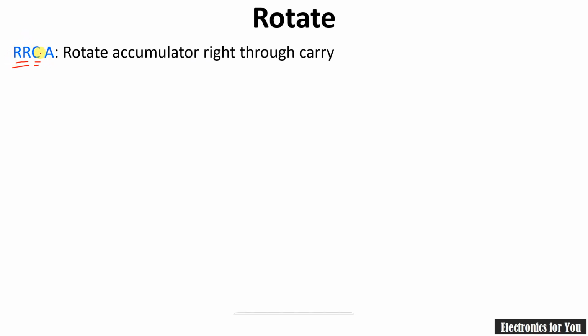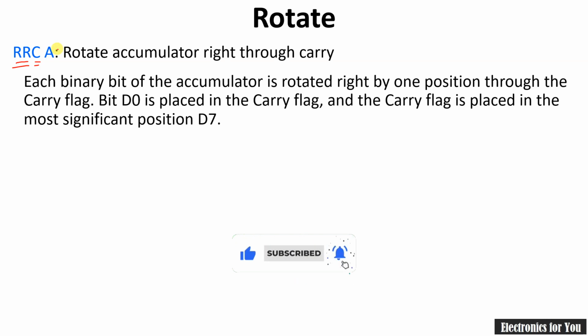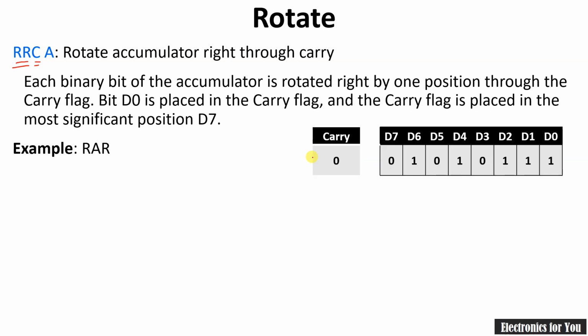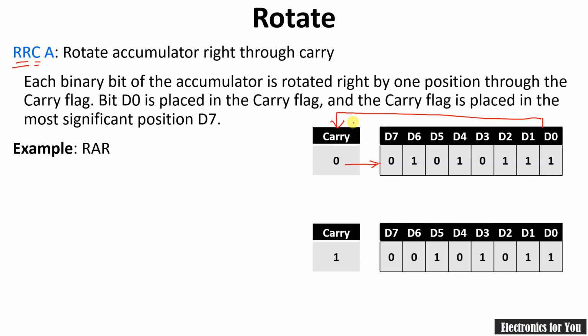Then the last rotate instruction is RRC. RRC is rotate accumulator right through carry. Now in this case each bit is shifted to the right, but here the carry flag is used. If the carry flag is 0, this carry flag will now move to the right, that is, to the D7 bit, and the content of the D0 bit will be copied into the carry flag. So overall we will get a result like this.